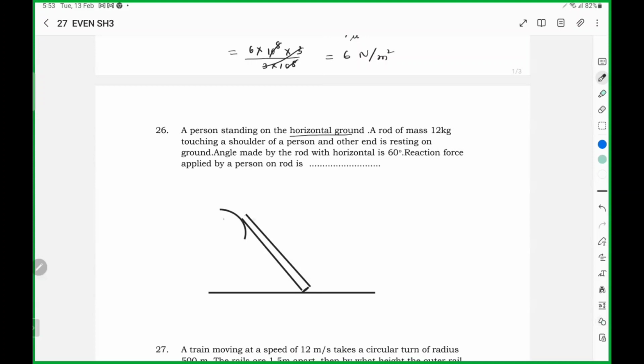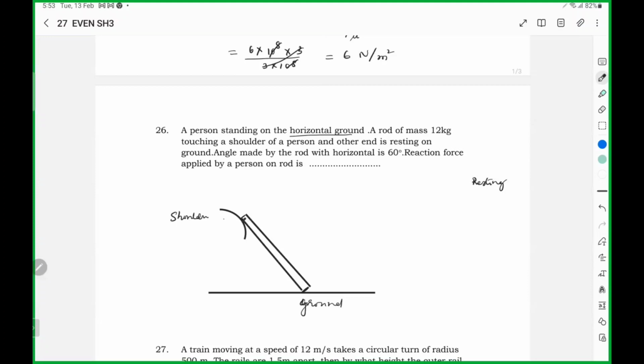So this is the rod of mass m, which is touching the shoulder. The other end is touching the ground. So it is resting, which means neither rotating nor sliding. Then let us observe what forces are acting on this rod.